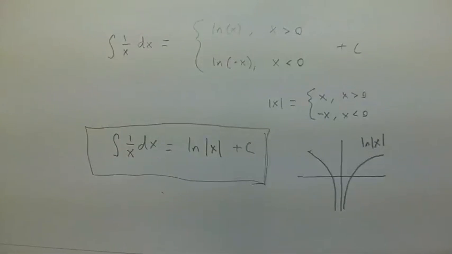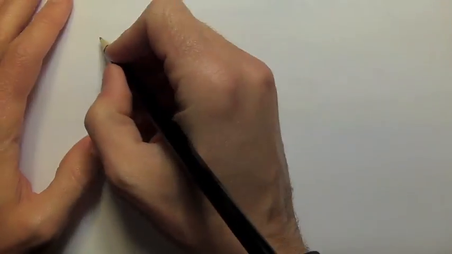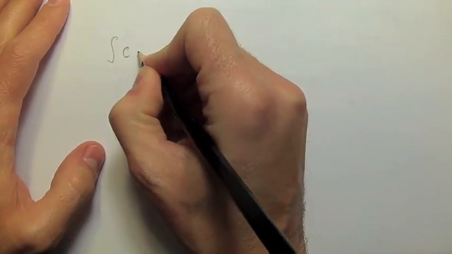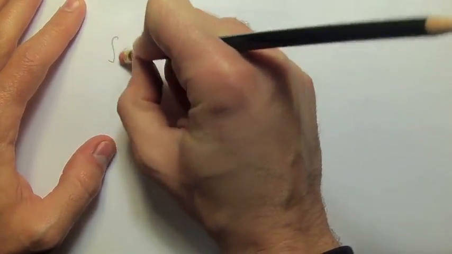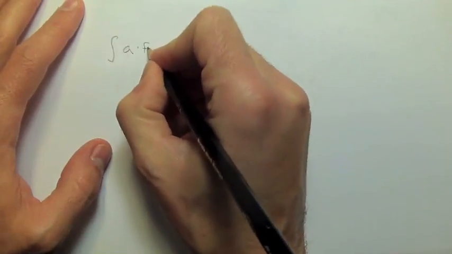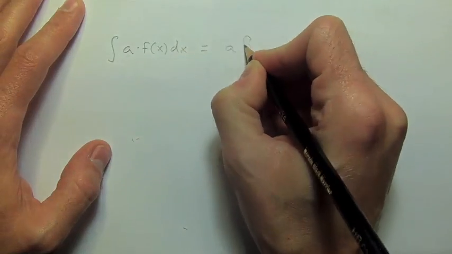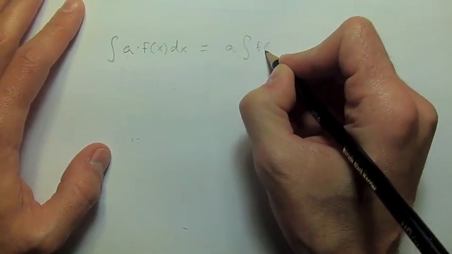Okay, so that's all the rules that I can think of, other than some other basics, like the constant multiplication rule is still in effect. If you have a constant, let's use the letter A, times f of x and you're integrating, you can move that outside and it just comes along for the ride, just like with derivatives.